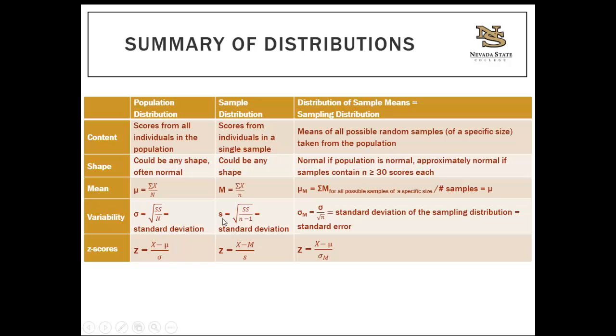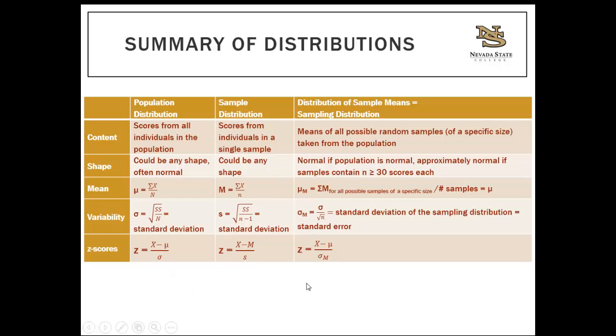Then in terms of variability, we have the standard deviation for the population and the standard deviation for the sample here. Remember, we try to bump up the value of the standard deviation in the sample so that it's a more accurate representation of the population. Then you have your z-score formulas for the population and the sample here. Both of these have x minus, in this case, the population mean, in this case, the sample mean, divided by the standard deviation. For the population distribution, we're dividing by the population standard deviation, and for the sample distribution, we're dividing by the sample standard deviation.